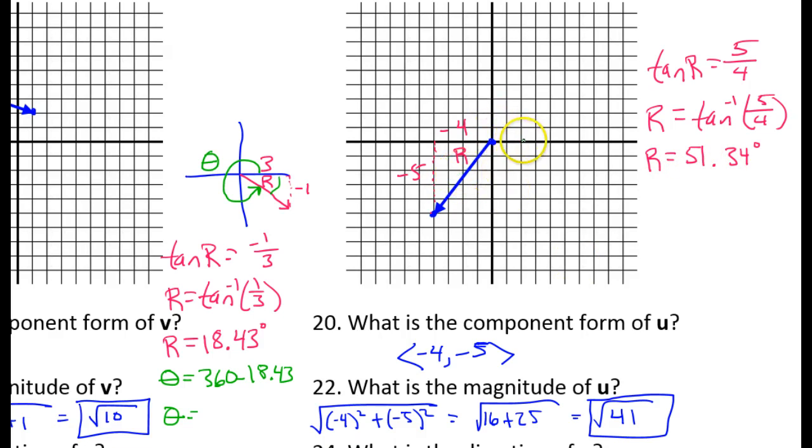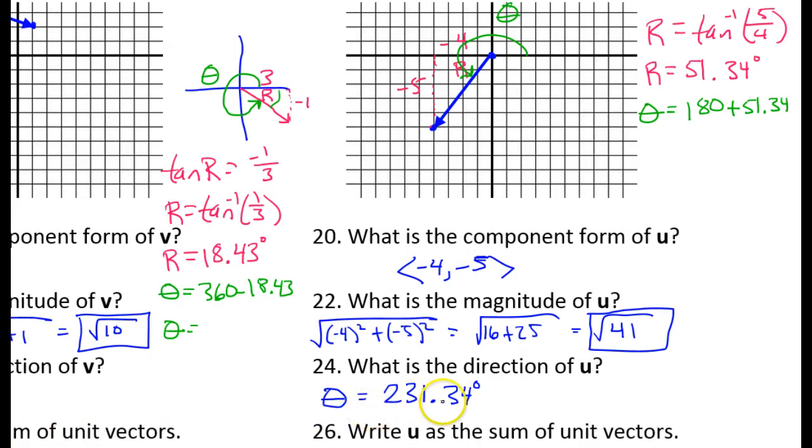Now the direction is the angle to the vector measured from the positive x-axis. So this angle theta is the direction. So how big is that angle? Well, it's 180 degrees and then r more than that. So theta is going to equal 180 degrees plus r, plus 51.34. And that's going to give us the direction. So that's why the direction is 231.34 degrees.